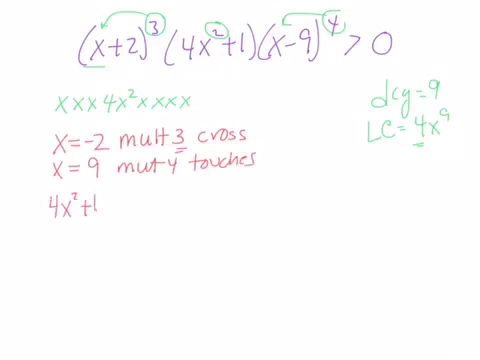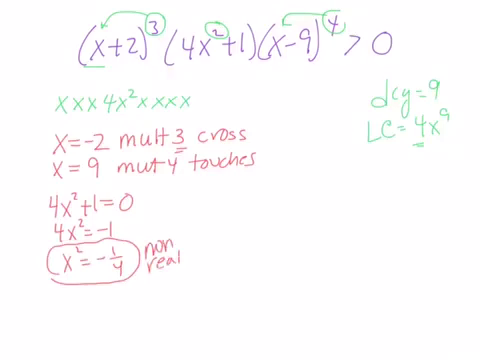Now let's look at the zeros for the next one. 4x squared plus 1. If we set that equal to 0, we would get 4x squared equals minus 1. X squared equals minus 1/4. That means that the roots for this are going to be non-real. So it's not going to touch the axis for those roots. We don't have to worry about non-real roots when we do these.